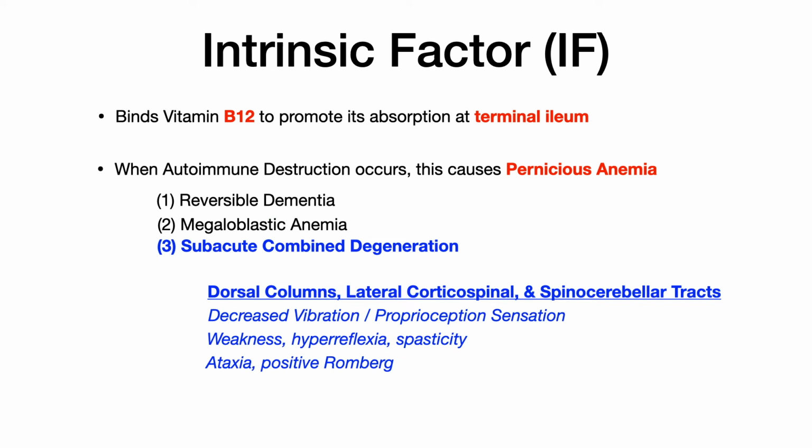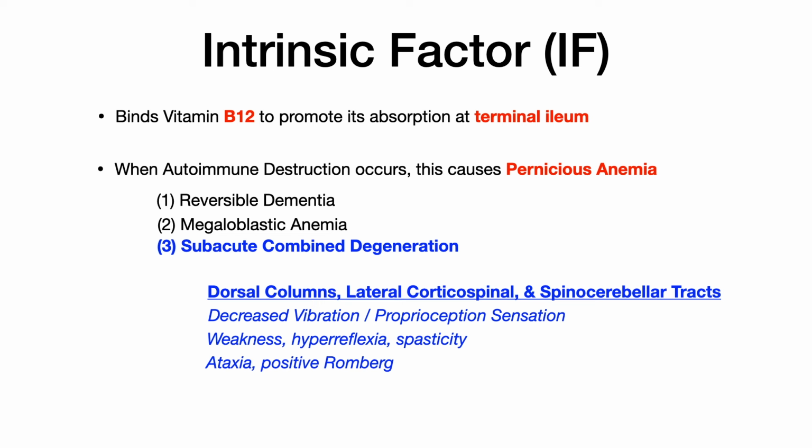Basically this is due to problems with the dorsal columns, the lateral corticospinal tract, and the spinocerebellar tract. Because each of these three tracts are impacted, you'll see a patient in your vignette with decreased vibratory sensation or decreased proprioceptive abilities. They will be weak, hyperreflexic, and spastic, and they'll be ataxic with a positive Romberg sign.